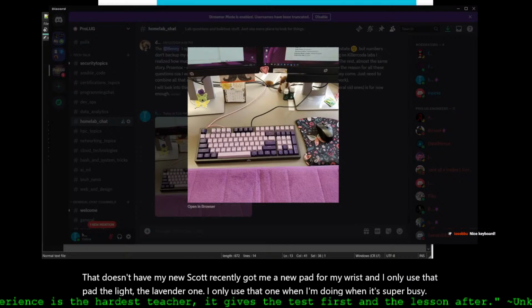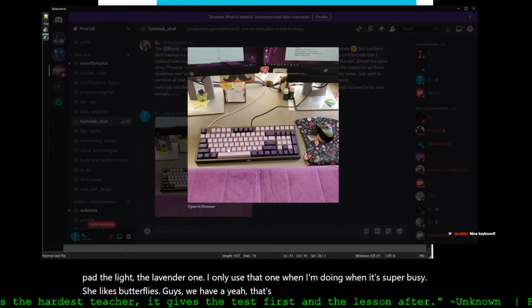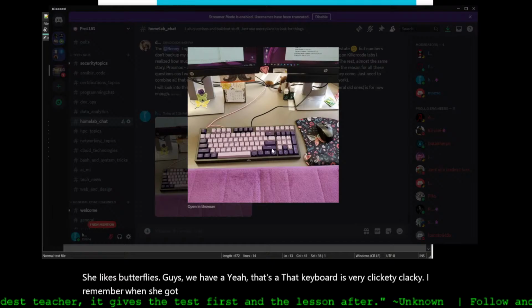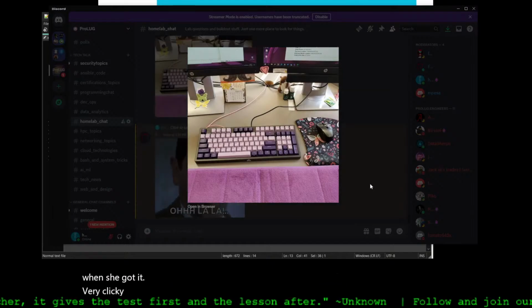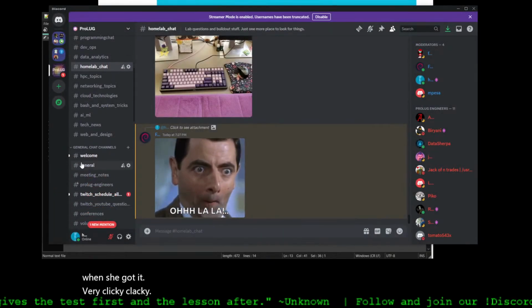She likes butterflies, guys. We have that keyboard, it's very clickety clacky. I remember when she got it. Very clicky clacky. Ooh, yes, I love it.